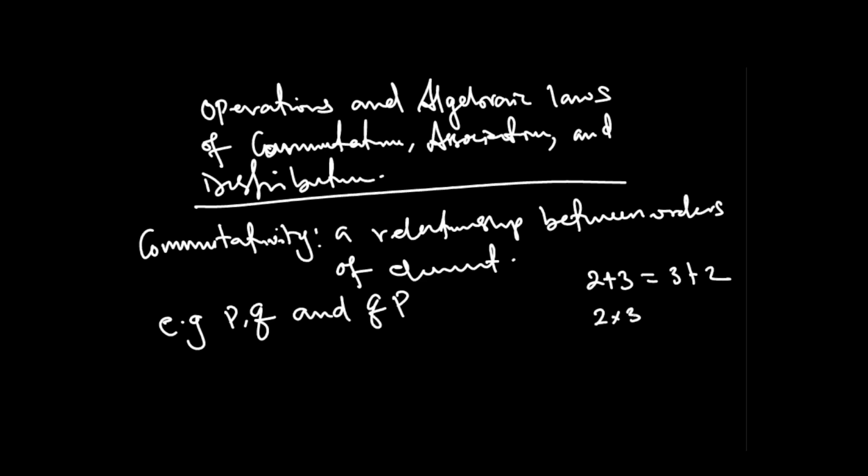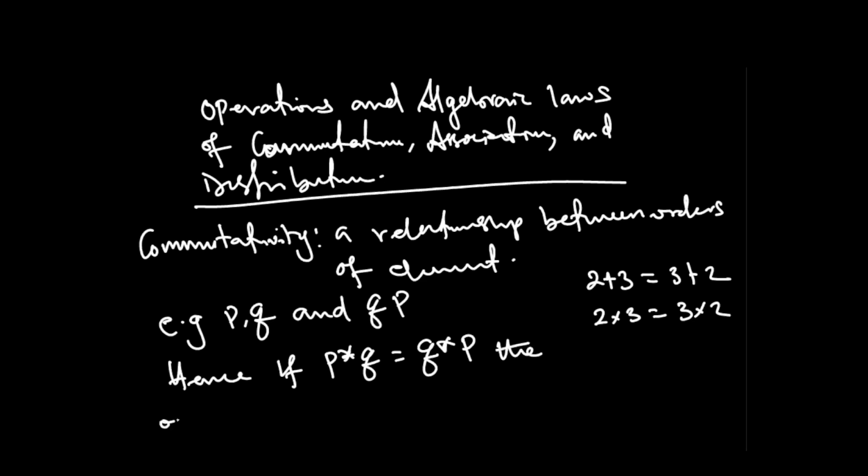If I have 2 times 3, and this is the same thing as saying 3 times 2, that means multiplication is also commutative. So for you to know if an operation is commutative, we say that if P operation Q can give us the same result as Q operation P, then we can conclude that the operation star is commutative. Understand this now? So that's for commutative.